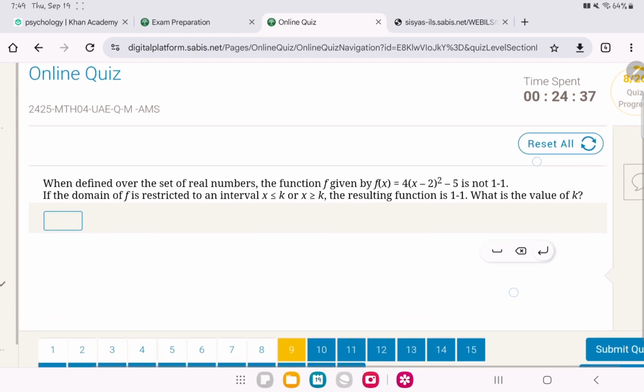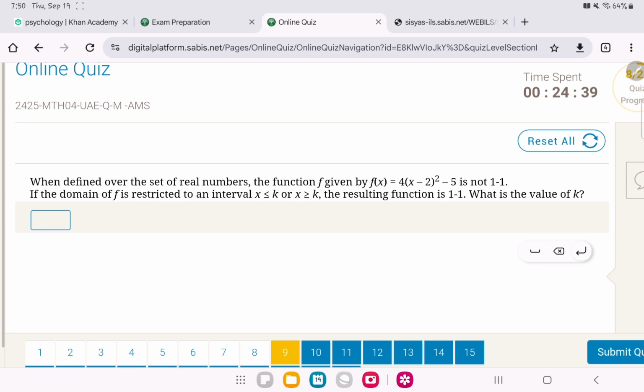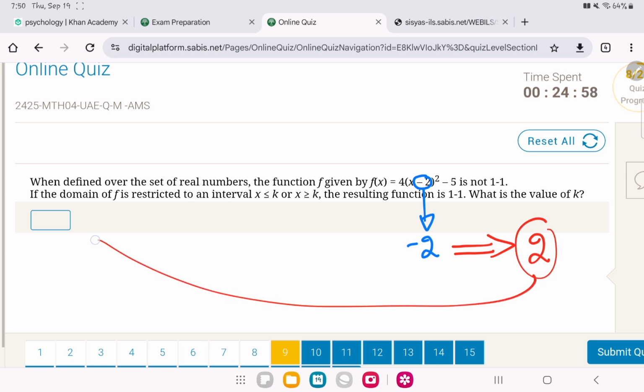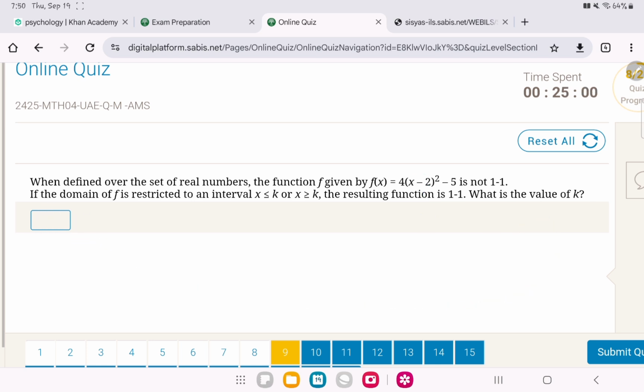Question number 9. This one, it came in the exam last time. This is very important. It's coming. So how do you solve this? You take the number that is behind the x. For us, the number is -2. And then you take the opposite of the number. So what's the opposite of -2? It is 2. So now the value of k is 2.